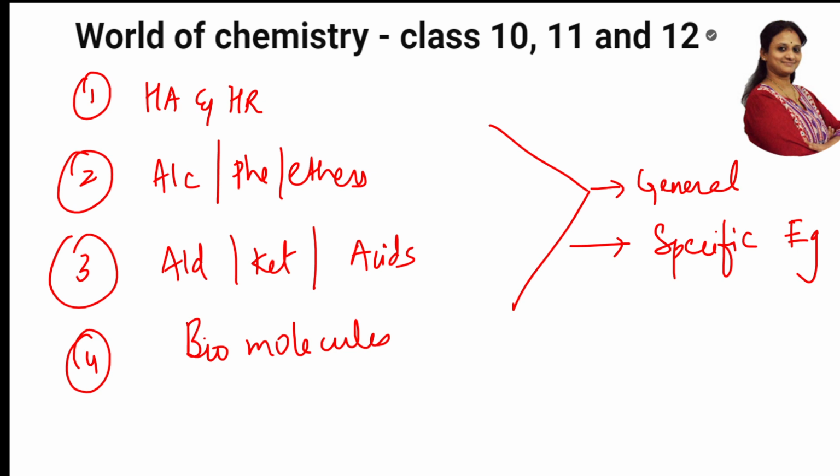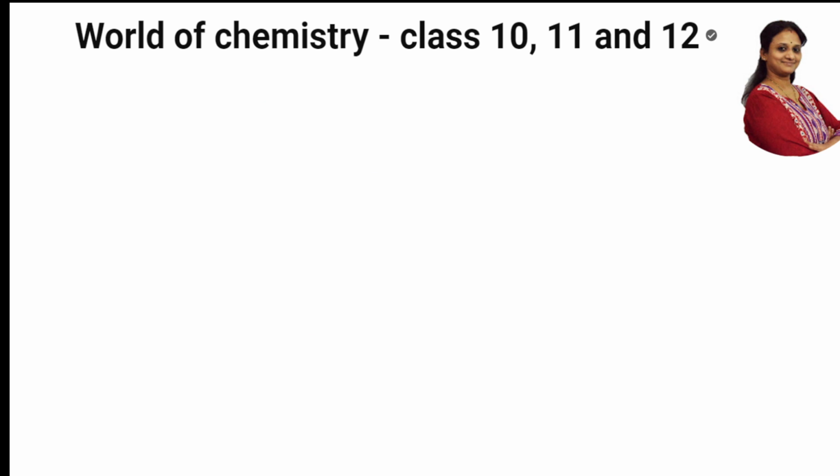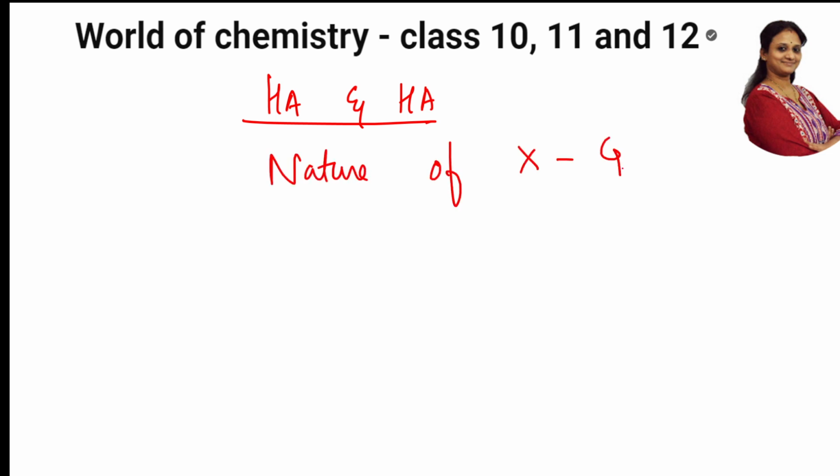Well, let's start. In grade 11th, you have studied alkanes, alkenes, and alkynes. I'm not going to ask you about that. Now we are going to study the first chapter, haloalkanes and haloarenes. What are they depending upon? We are going to talk about the nature of the X group in the C-X bond. This is the most important thing.